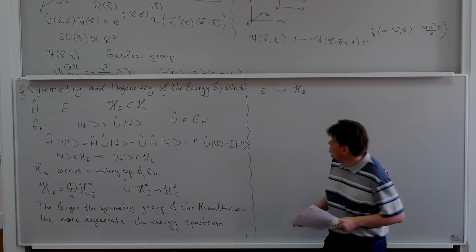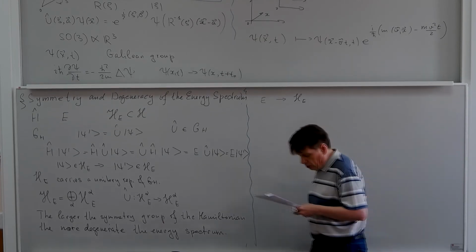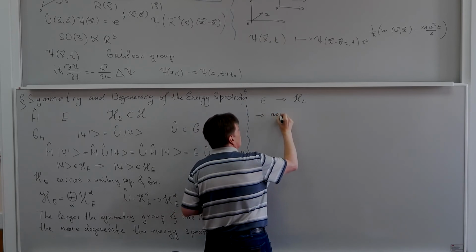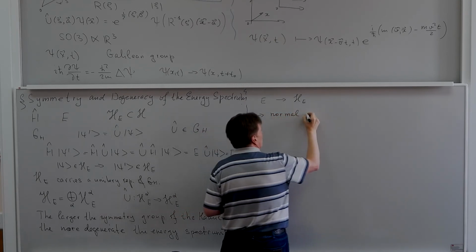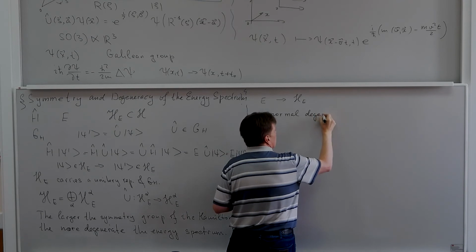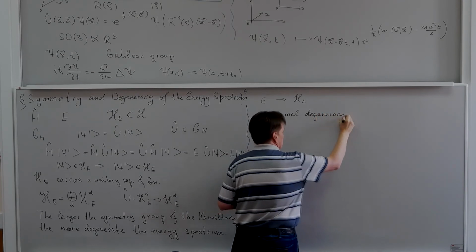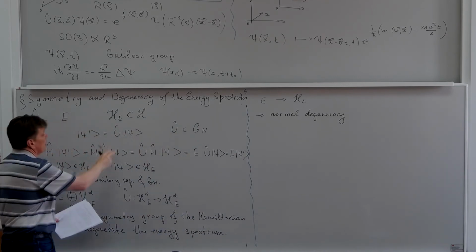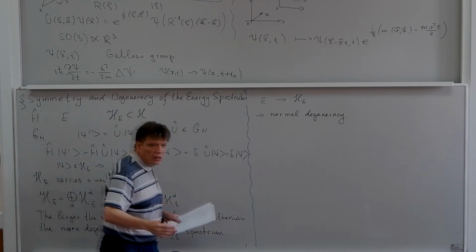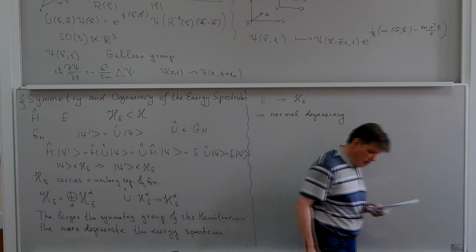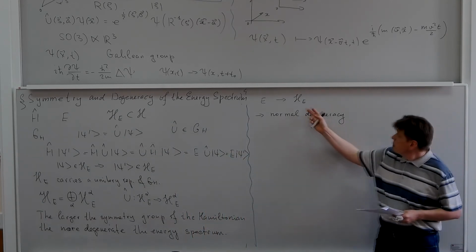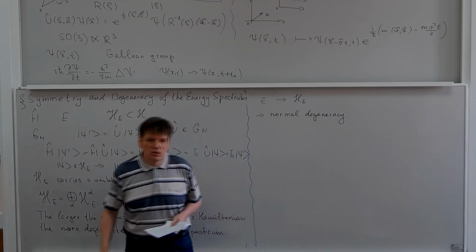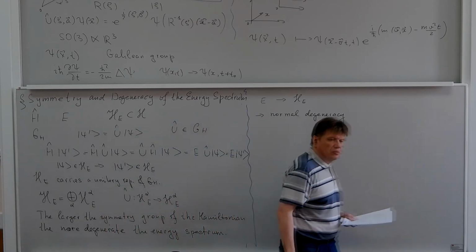In this situation, we speak about the so-called normal degeneracy, meaning that the energy spectrum is degenerate, but each eigenspace carries an irreducible representation of the symmetry group.